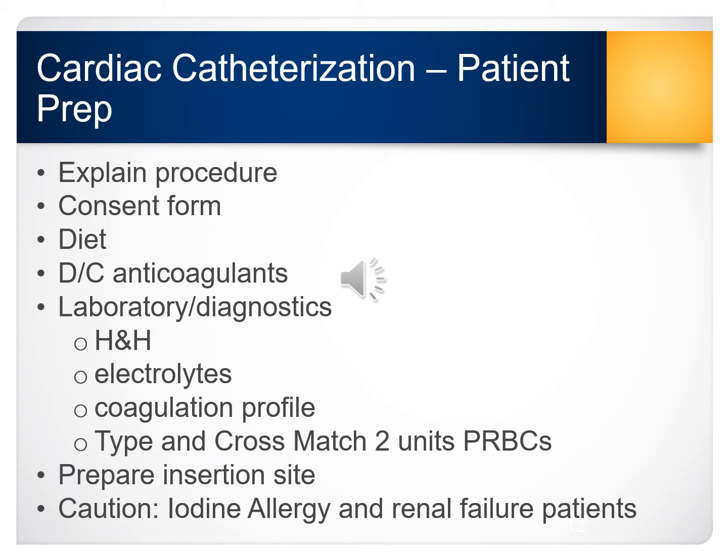Typically, the patient will be NPO for a certain amount of predetermined hours prior to the procedure, and this is typically determined by the physician who is performing the procedure. The patient will have to have their anticoagulants discontinued several days ahead of time, and you'll have to monitor their lab values. So prior to the procedure, you're going to want to know what the patient's hemoglobin and hematocrit are.